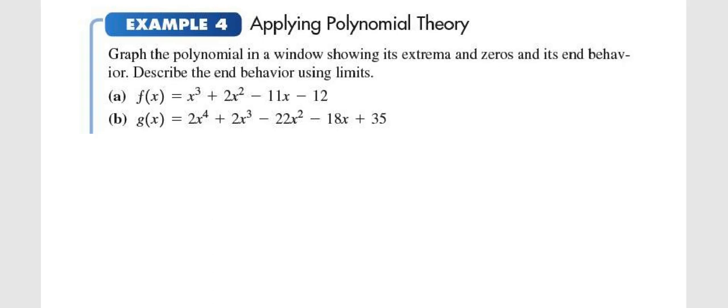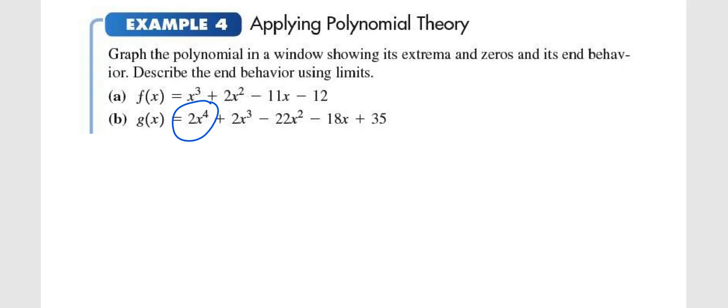Graph the polynomial in a window showing its extrema and zeros and its end behavior. Describe the end behavior using limits. Okay, so this goes back to what we've done a few times now. Here, let's just do part B. We'll focus our attention on the leading coefficient. Yes, we can go to the calculator. We can find out what window fits for that. Not really sure that is the most important thing in all the wide world. If I was in a testing situation, I might even give you the window because I don't want you wasting time trying to figure out what window works the best.